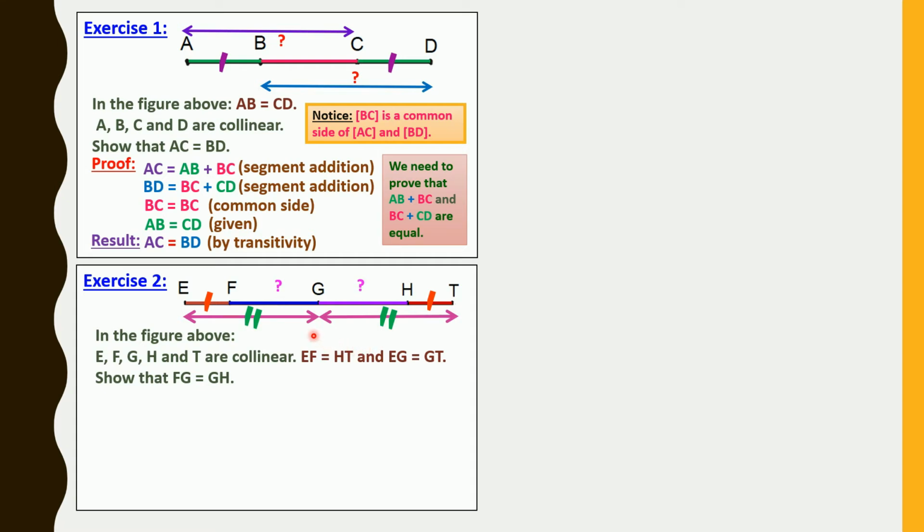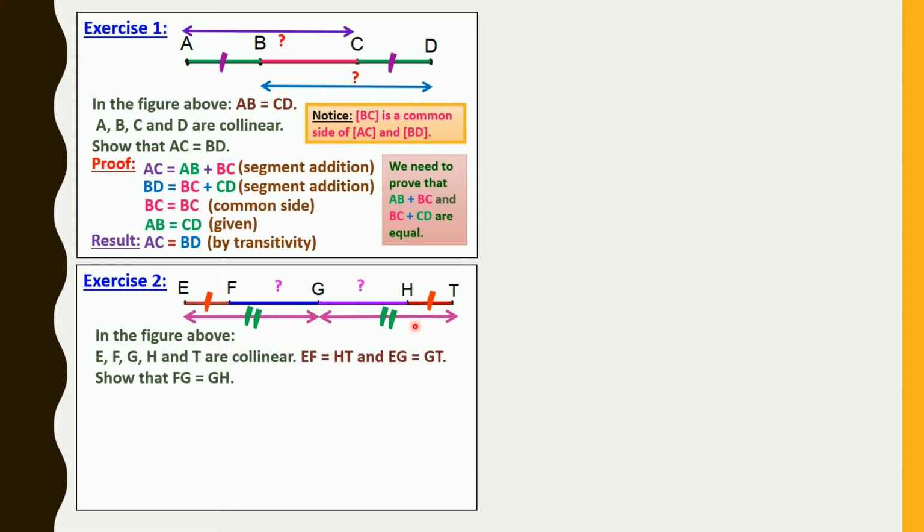So here, we also have no measurements given, so let's try and use the transitive property by using the given information written in the exercise. So here, since we know that these two segments are equal and that these two segments are equal, let's see what is the relationship between segment FG and the other two segments EF and EG. So here we notice that FG is a part of segment EG. So FG is in fact equal to EG minus EF, segment subtraction.